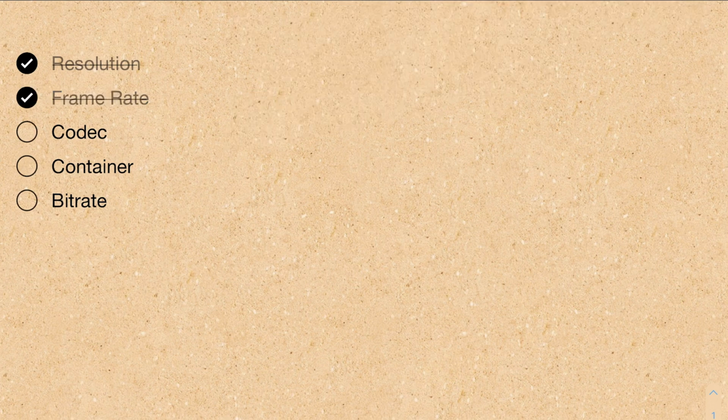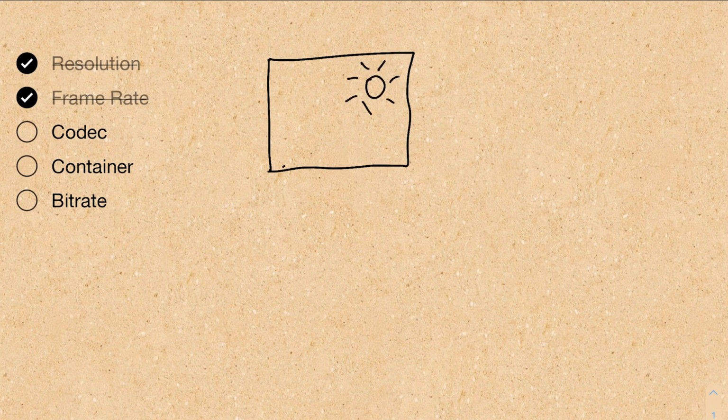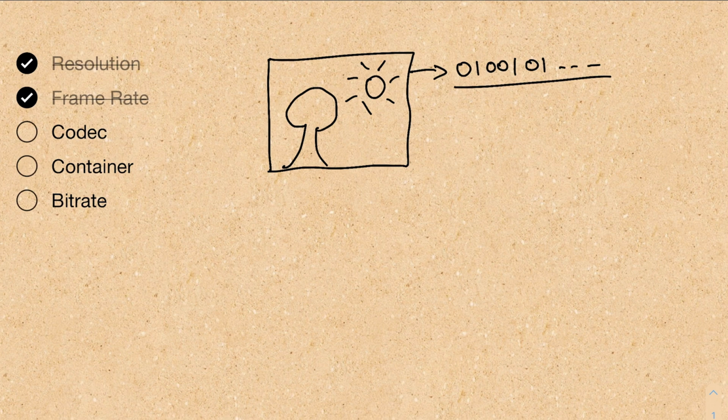Okay, codec. Codec is very often confused with the container, so let me explain this. A codec is the actual representation of your images in zeros and ones. Let's take, for example, one image where you have a sun and you have a tree, and the way this is recorded on your hard drive will be in zeros and ones. How this is represented is essentially your codec, because what a codec does is it encodes and decodes. The process of converting the image into zeros and ones is called encoding, and when you convert it back from zeros and ones, it's called decoding.